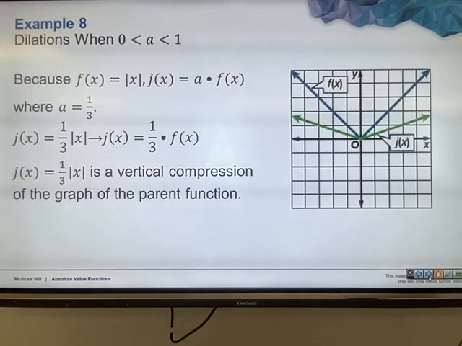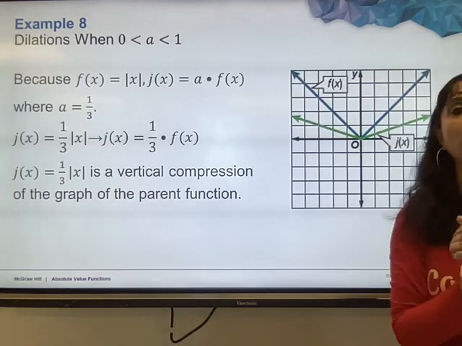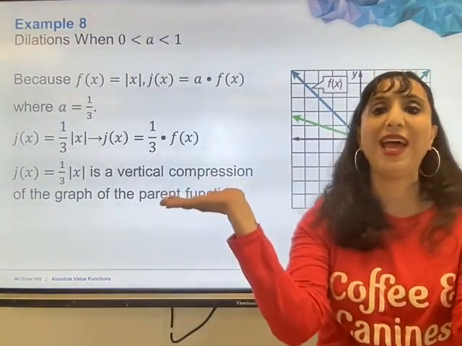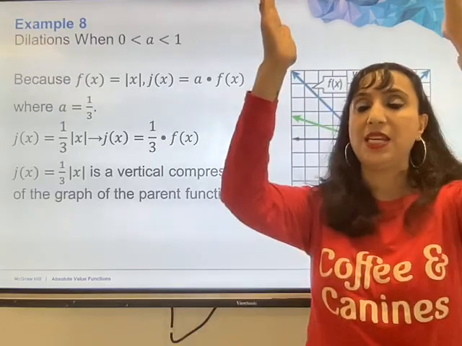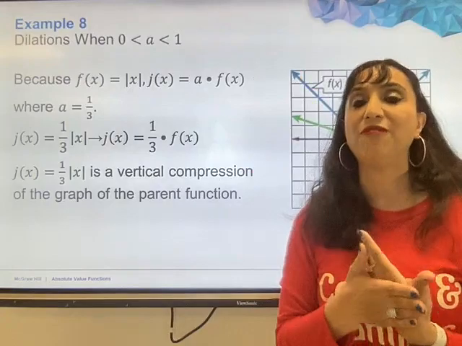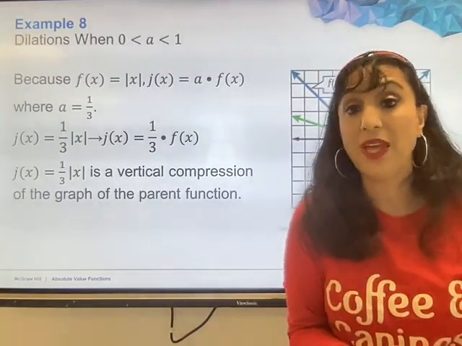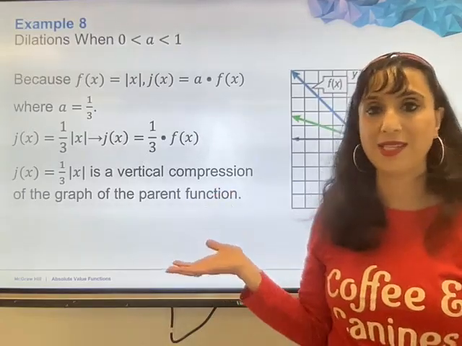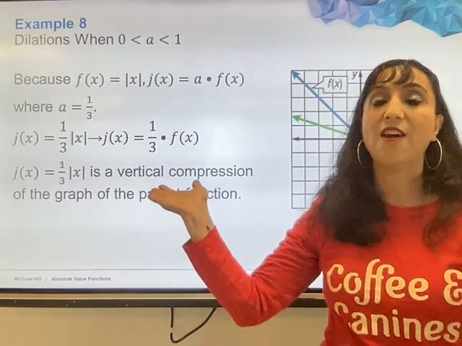And you can see that 1/3 of x is a vertical compression of the graph of the parent function. See, it's compressed more, it is more flat compared to being steeper or stretched when we have a value which is greater than 1. But in this case, it's a fractional part, greater than 0 but less than 1, so the graph is flatter.